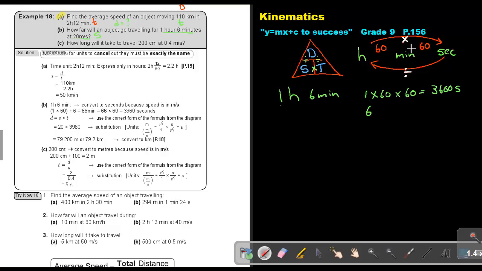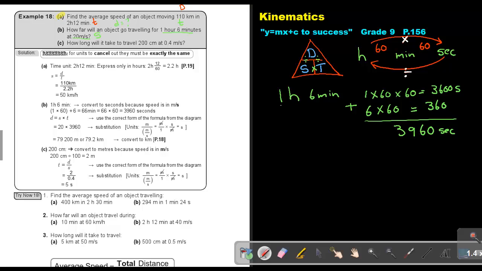But don't forget that I have to take the minutes also to seconds. So that will be 6. I'm in minutes. I want to go to seconds. So I multiply by 60. And that is going to give me an answer of, so it's 6 times 60, and that's going to be 360. And if I add these 2 up, then I'm going to get 3960 seconds.